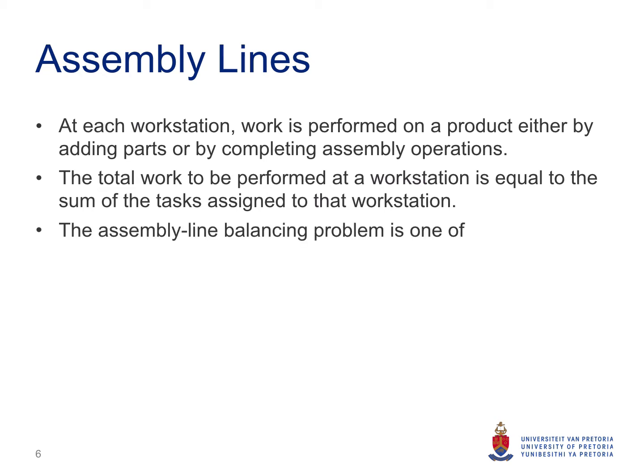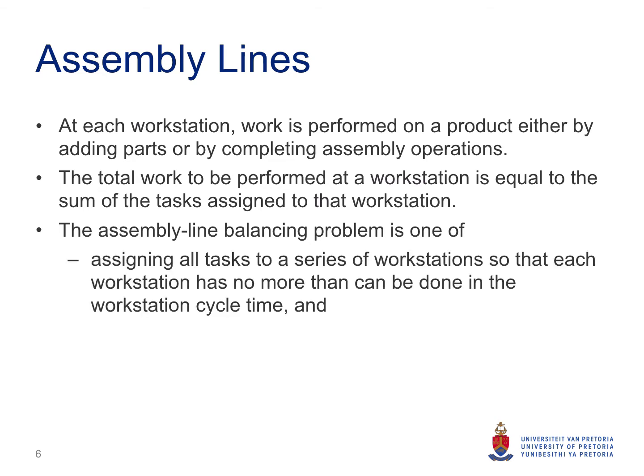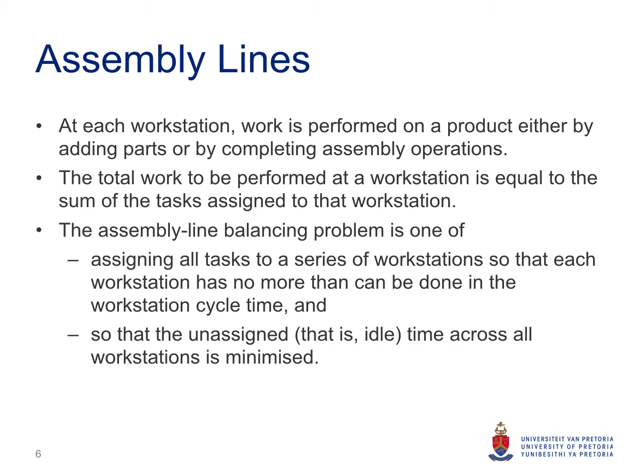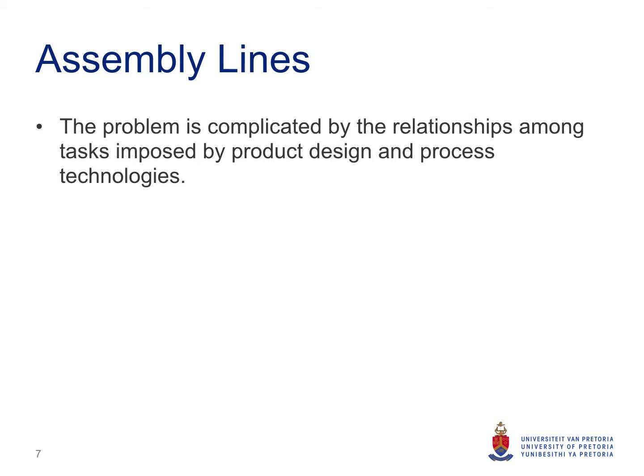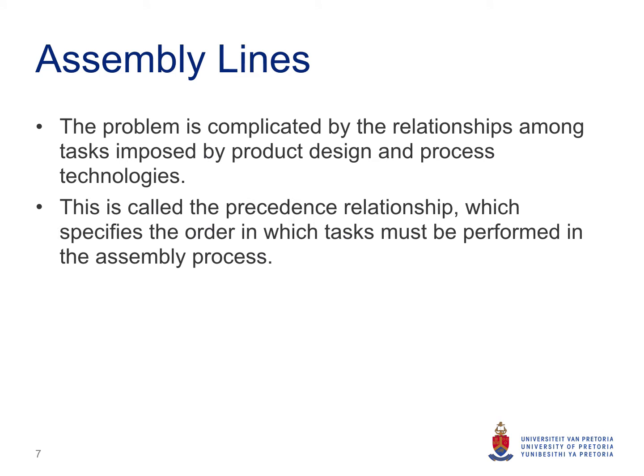The assembly line balancing problem is thus one of dividing all assembly work between workstations such that they all have equal workloads. That is, a workstation may have less work than the standard workstation time, but not more. The goal is to minimize the workstation idle time across all workstations. Achieving line balance is made difficult by the design and technologies involved. These require a certain order of assembly, which then constitutes a precedence relationship.